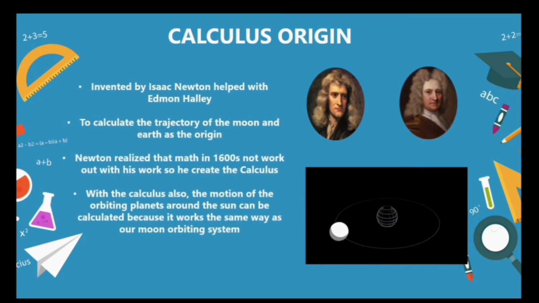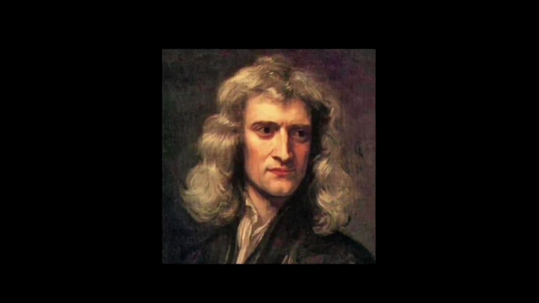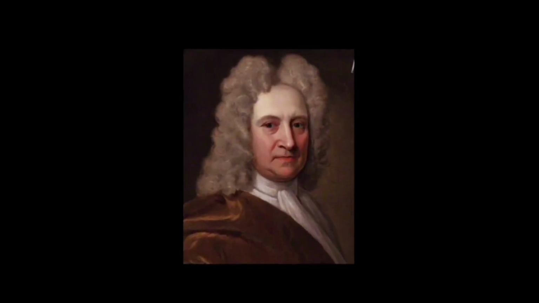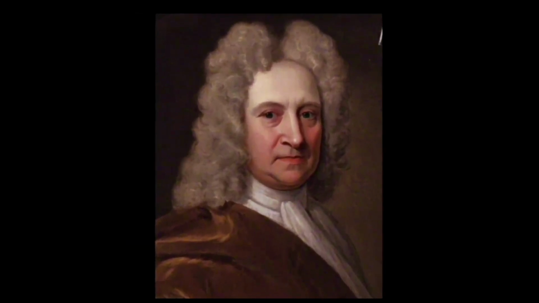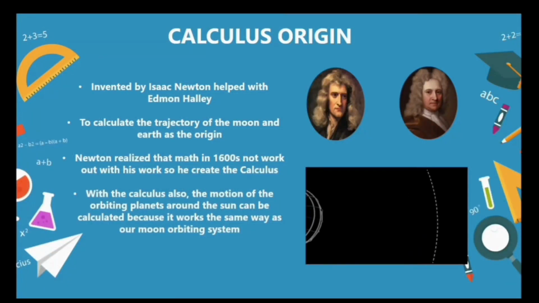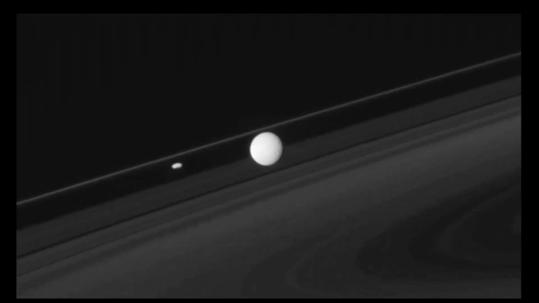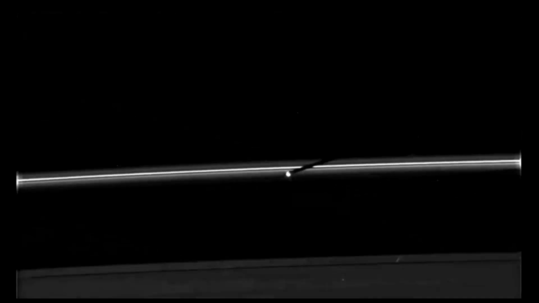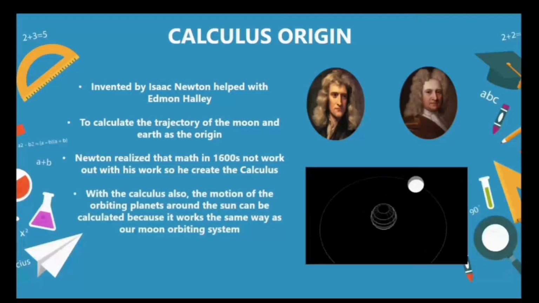Calculus was invented by Sir Isaac Newton in the 1600s, with help from Edmond Halley, the astronomer of that day. The first main purpose of calculus was to calculate the trajectory of the Moon and Earth. Newton came to calculus as part of his investigation in physics and geometry. But Newton realized that the math of the 1600s did not work out for his work, so he created calculus.